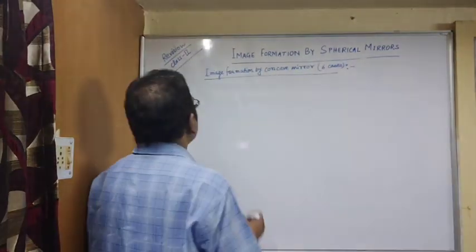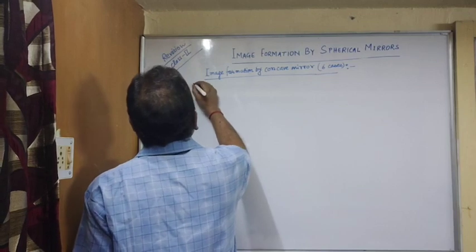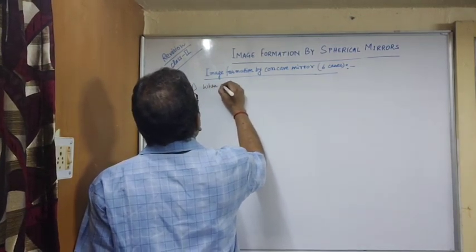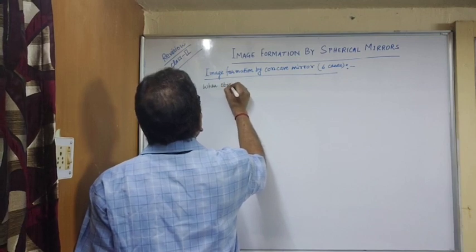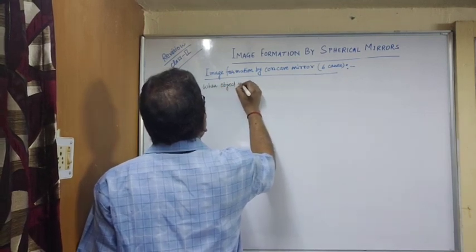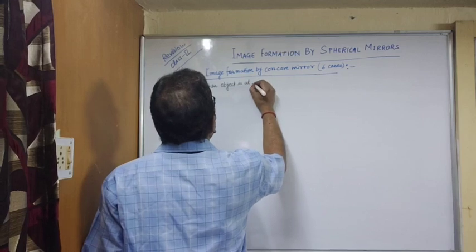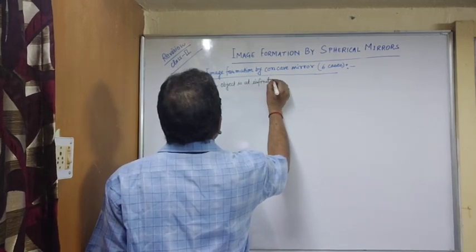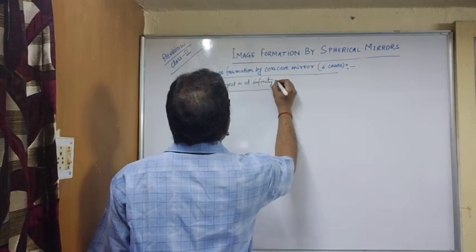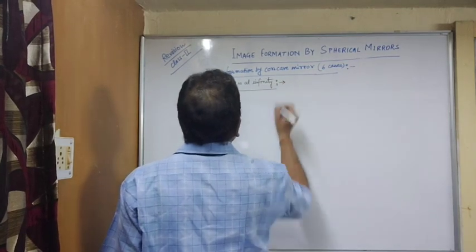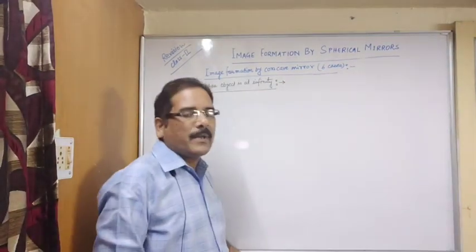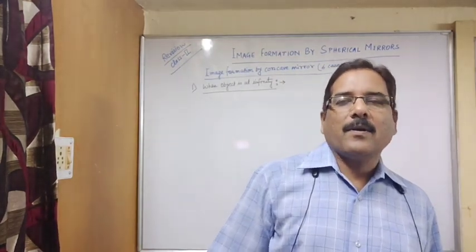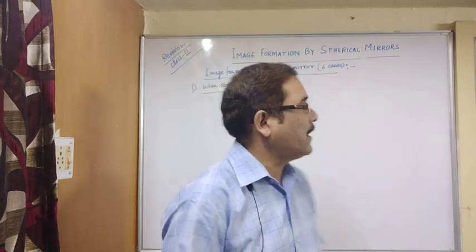So first one, when object is at infinity. When object is at infinity, it means object is infinite distance from the concave mirror.